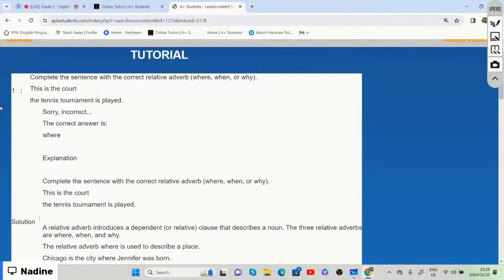It says this is the court, right? Like a tennis court. The tournament is played. Do we say this is the court where the tournament is played? Do we say this is the court when the tournament is played? Or do we say this is the court why the tournament is played?